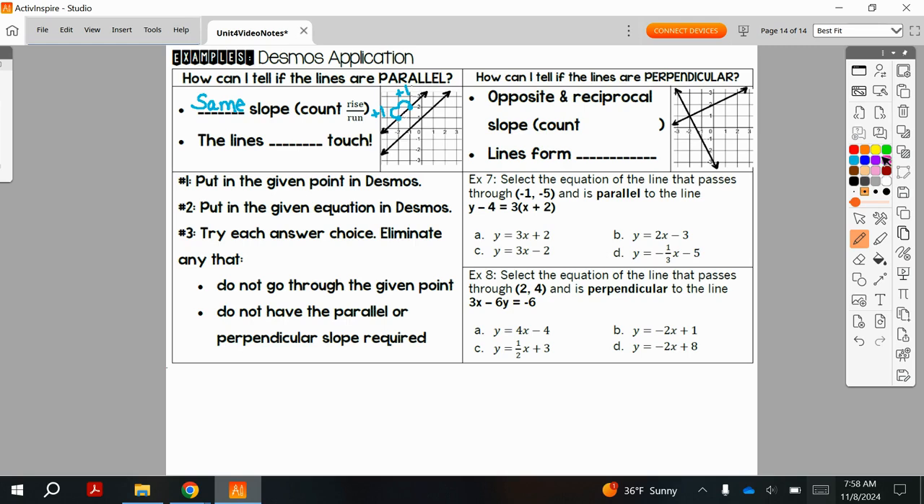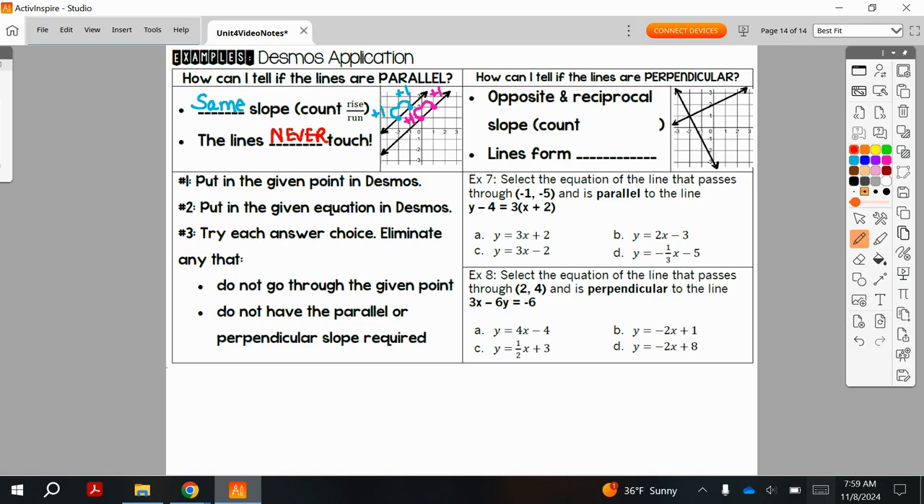We then look at our second line. I'll use a different color here and find 2 nice points there. I'll count how far up, which is plus 1, and how far over, which is plus 1 as well. 1 over 1 gives me the same slope of 1 that my other line had. Another way you can look on Desmos to figure out if they are parallel or not is that the lines will never touch. So if you zoom out as far as you can and they never touch, that's going to end up being a parallel line.